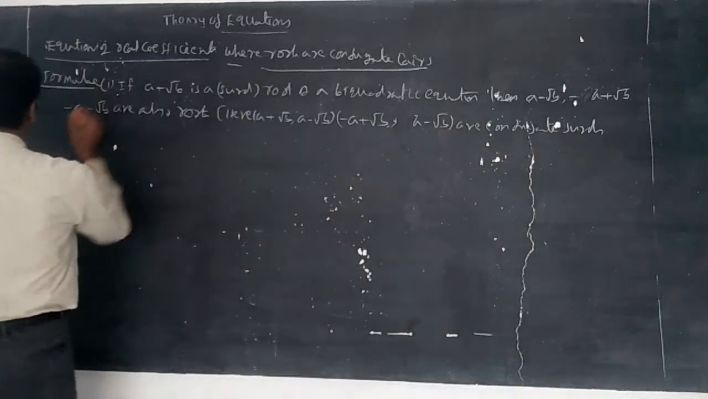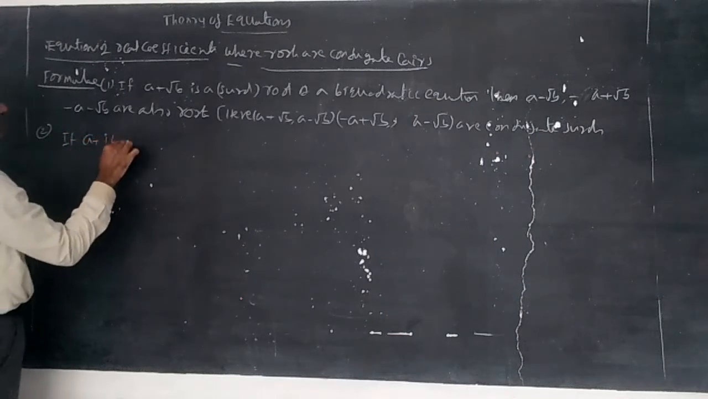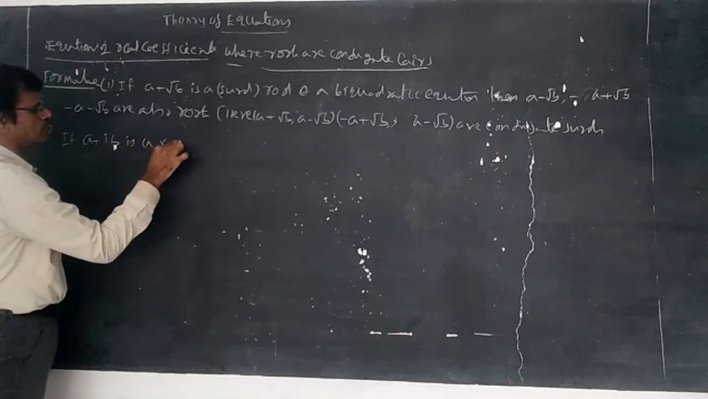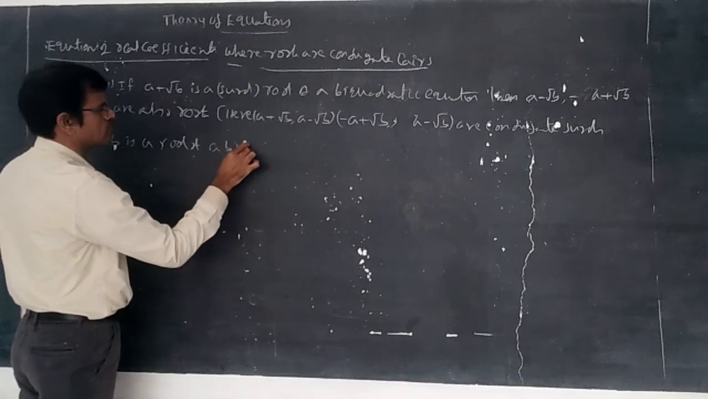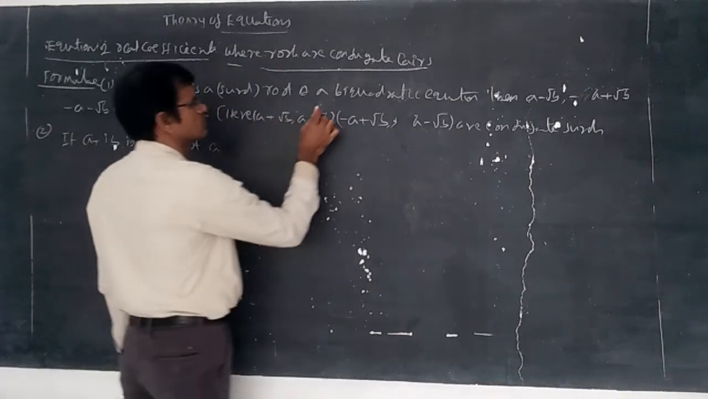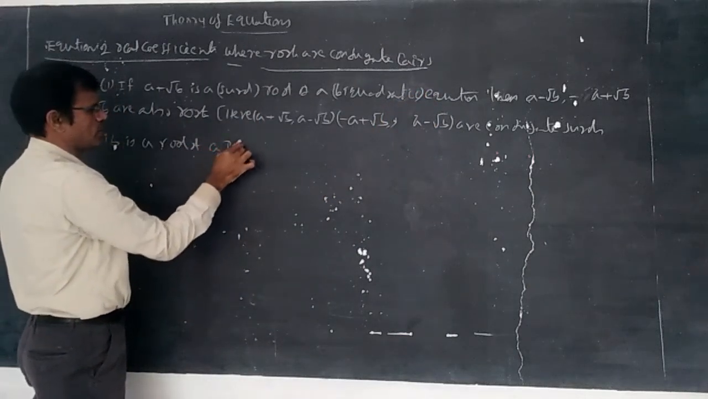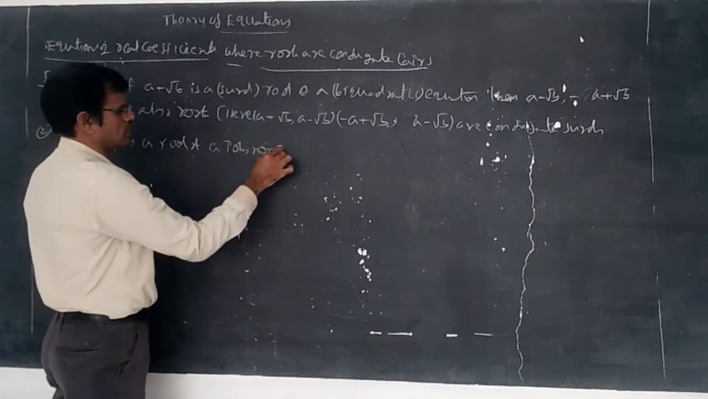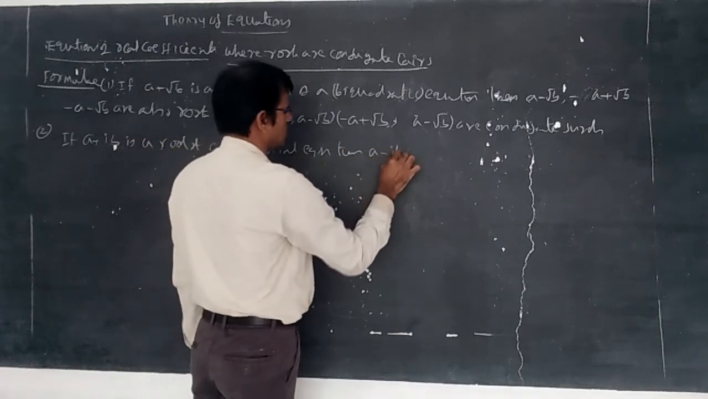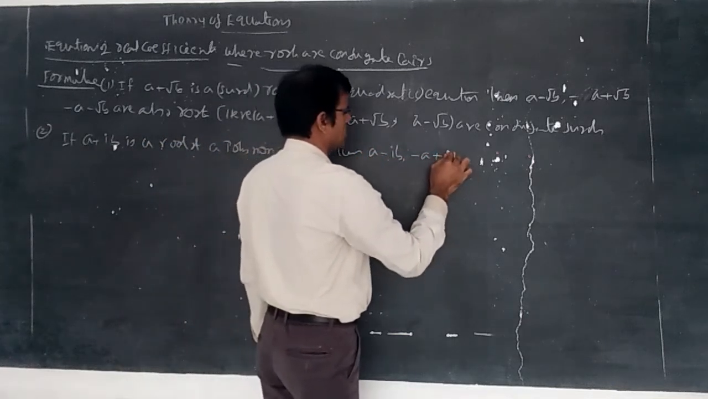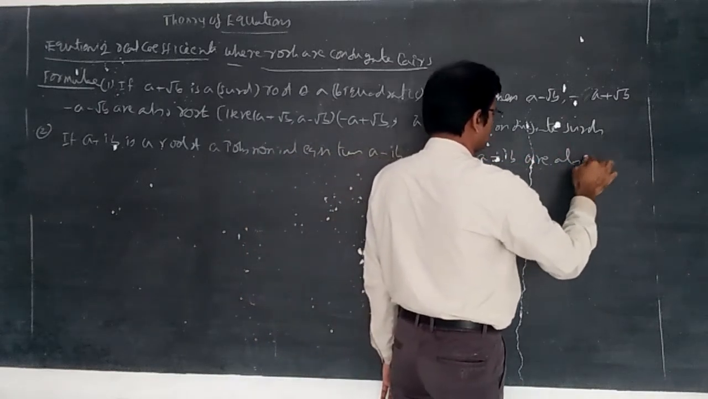This is formula 1. Next formula 2. If a plus ib is a root of a biquadratic equation, simply a root of a polynomial equation, then a minus ib, minus a plus ib, minus a minus ib are also roots.